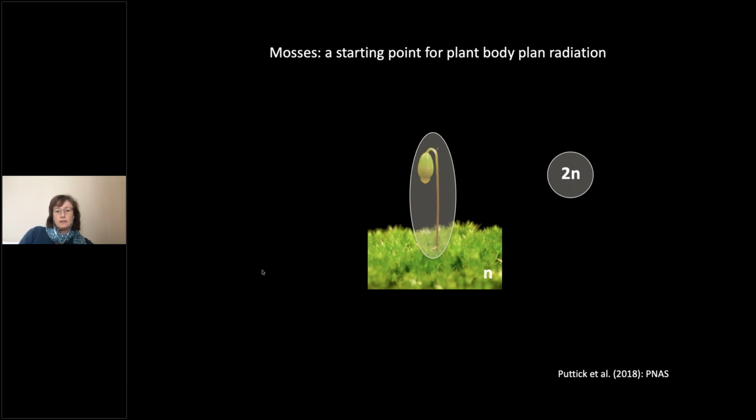Please note that this is the diploid stage of the life cycle, and the plant highlighted is called the sporophyte. The green tissue at the base of the photo is the haploid gametophyte, and this provides food for the sporophyte. And I'm going to be referring to both of these life cycle stages in my talk, sometimes switching between the two, so please keep these in your mind.